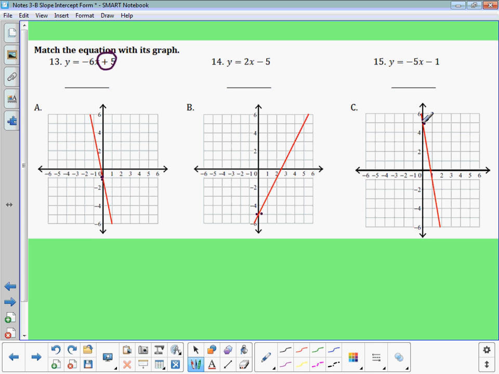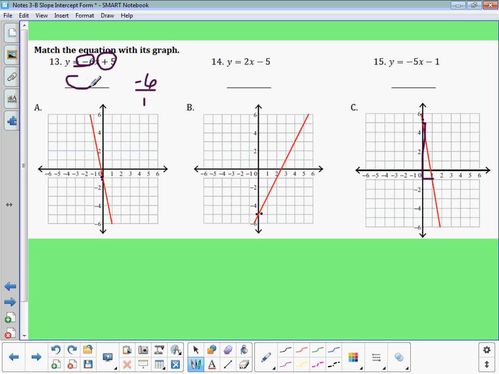In case I'm nervous, I could check the slope. It says it's negative 6, which means I should be going down 6 over 1. Well, let's go down 6 over 1 and see if that's a point. Go down 1, 2, 3, 4, 5, 6 over 1. There we go. So this one has to be C.